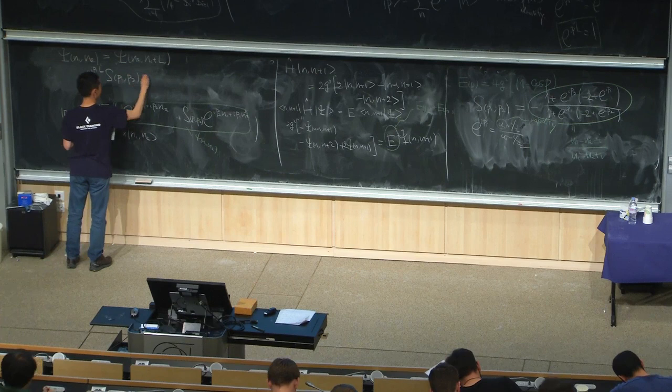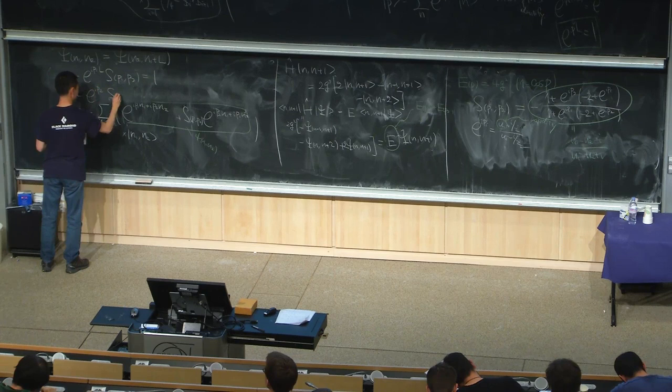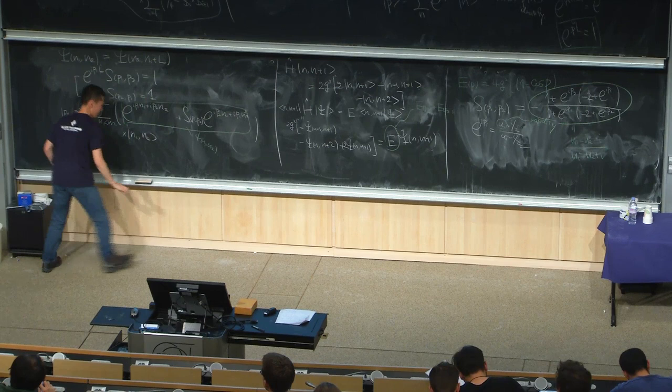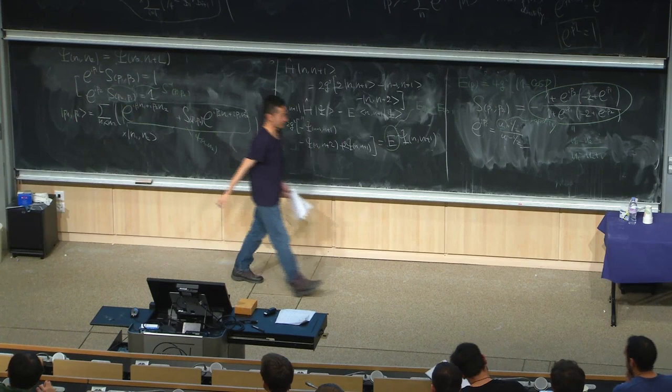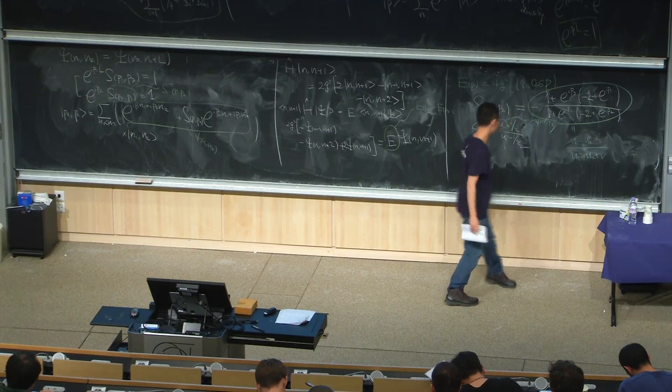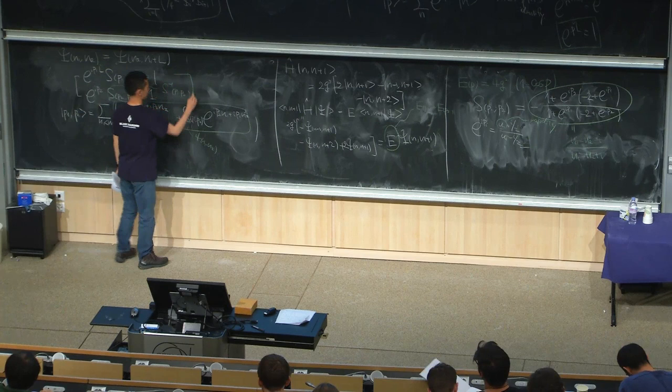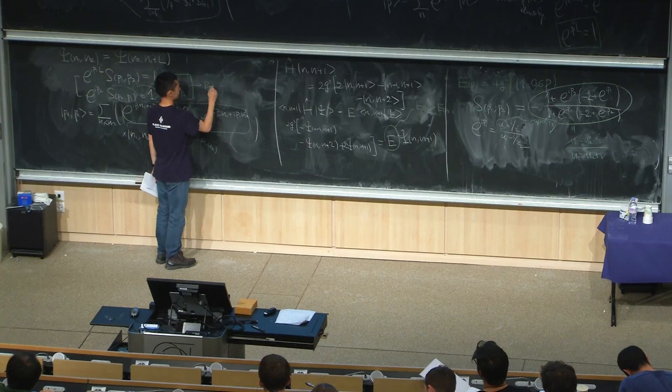Another equation is this one. By the way, S(p2, p1) is actually the inverse of S(p1, p2). That's most obvious in the rapidity variable, because if you swap u1 and u2, you get the inverse. These two equations, which come from the periodicity condition, are called the Bethe ansatz. This is a generalization of the simple periodicity condition for the one magnon case.